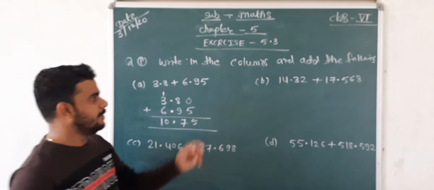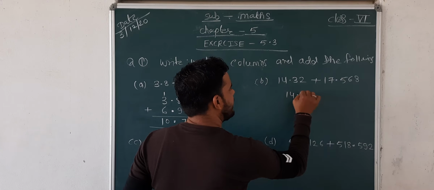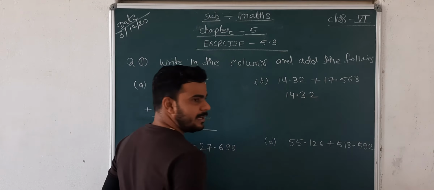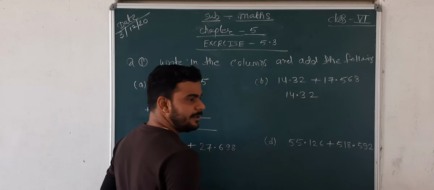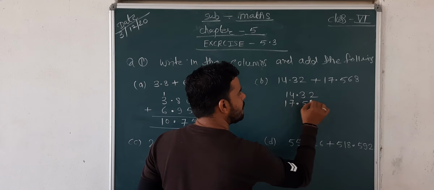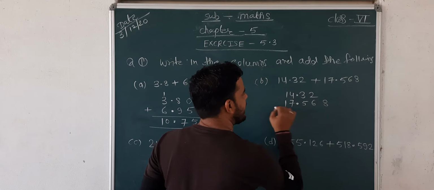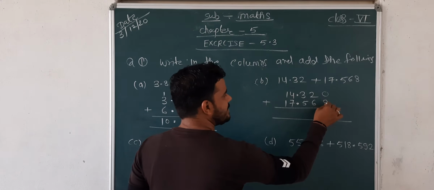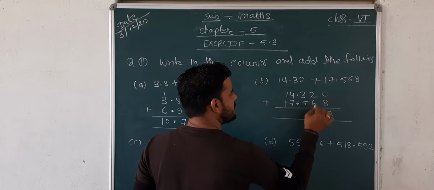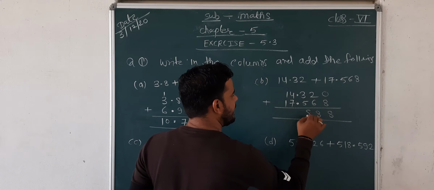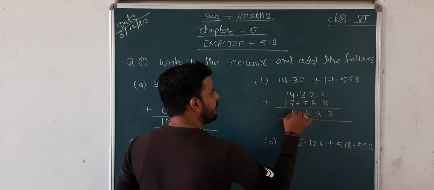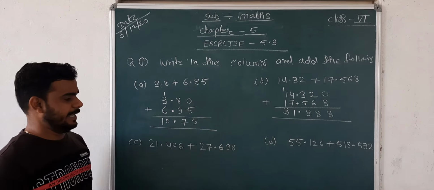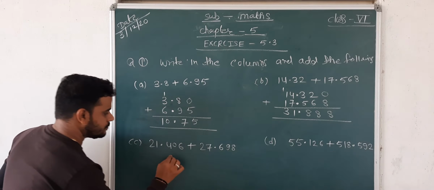Like this, the second one, 14.32. In front of the decimal, you just place the decimal. Afterwards 7, then 7 here, then 1 here, 5, 6 and 8 at the last. In the blank place you put the 0 and add the following digits. 0 plus 8, then 8. 6 plus 2, 8. 5 plus 3, 8. Decimal. 7 plus 4, 11. Carry 1. 1, 2 and 3. 31.888.